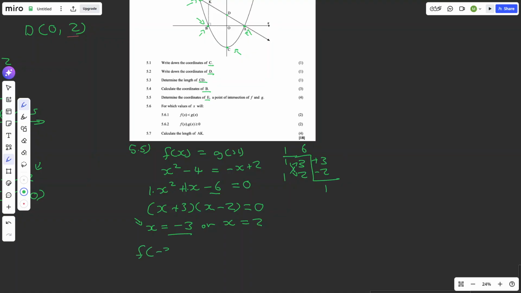So f of minus 3 is equal to minus 3 squared minus 4. This is equal to 9 minus 4, which is equal to 5. So now we've got an answer. What is our coordinate? Our coordinate is then minus 3 and 5. And that is basically it for 5.5.